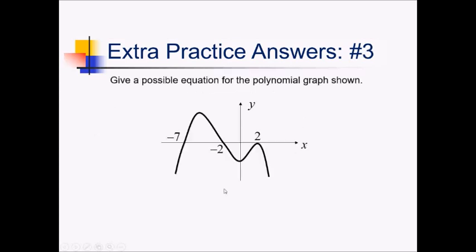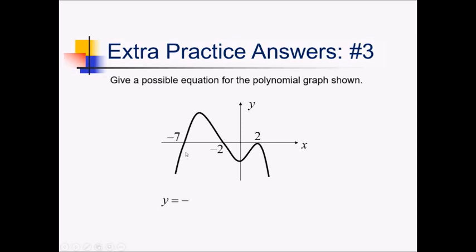To write the possible equation for this polynomial, let's start with the overall sign. Since we are going down as we move to the right, that tells us the function is negative, so I'm going to write y equals negative, and now we'll fill in the rest of the factors. So going from left to right, since negative 7 is a root, we have a factor of x minus negative 7, or x plus 7.